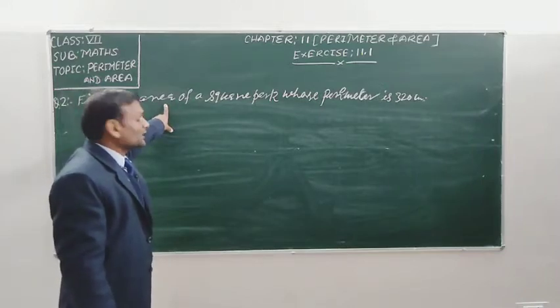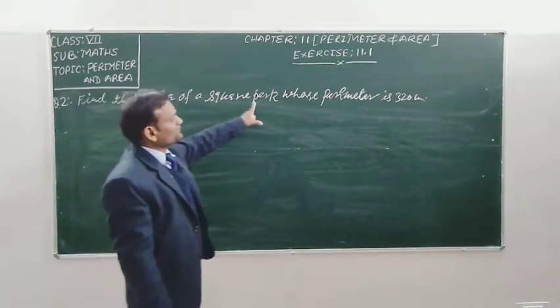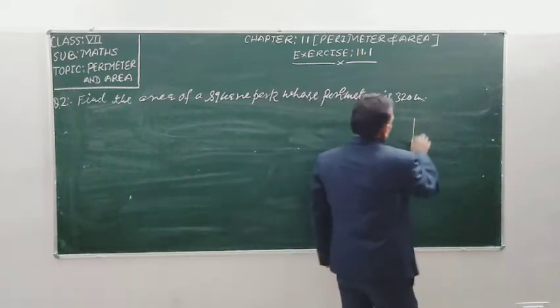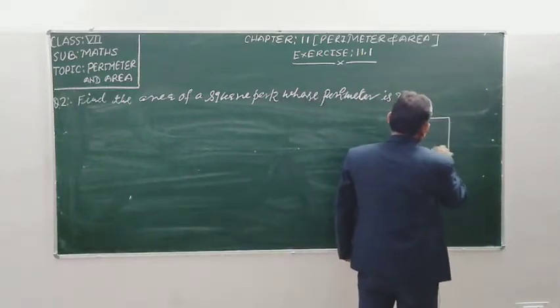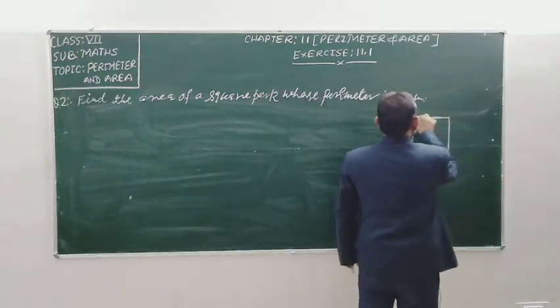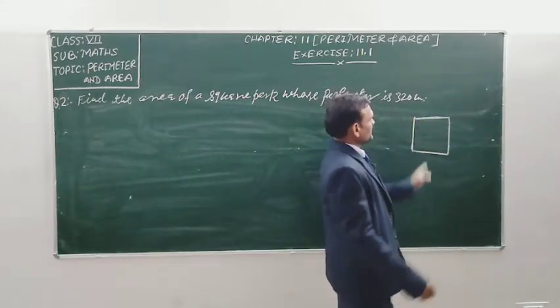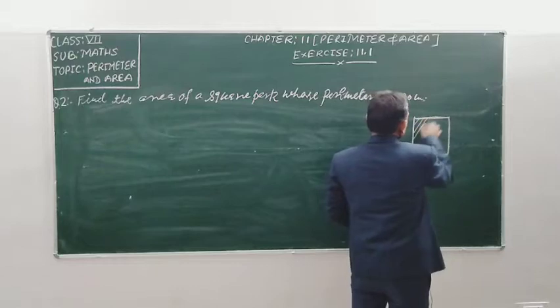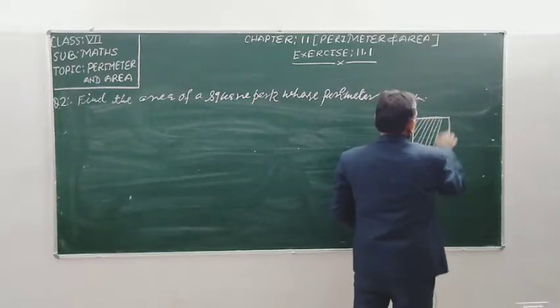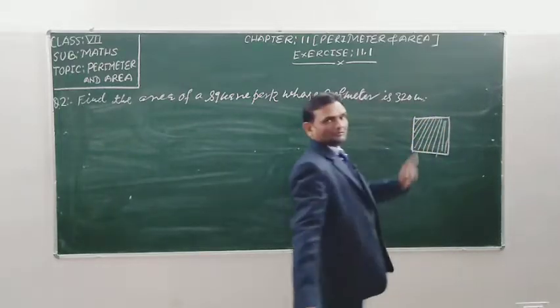We need to find out the area of the square park. Suppose that this is the square park. This is my square park. You need to find out the area, means the amount of this surface. We need to find out.